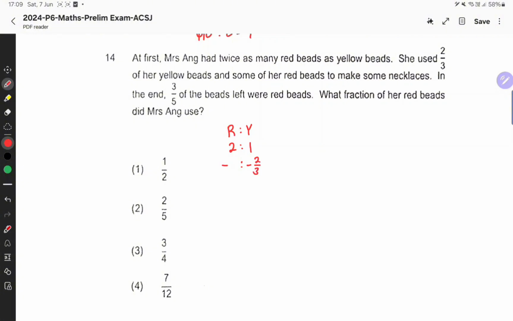In the end, 3/5 of the beads left were red beads. So we are left with 3 units of red beads and 2 units of yellow, because 5 minus 3 is 2 units. Now the first thing we need to do is make our denominators the same. What I mean is this denominator and this number have to be the same, because both of them are talking about the total number of yellow beads.